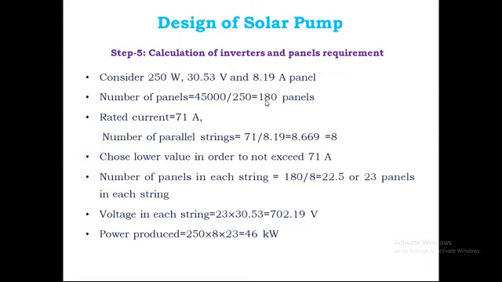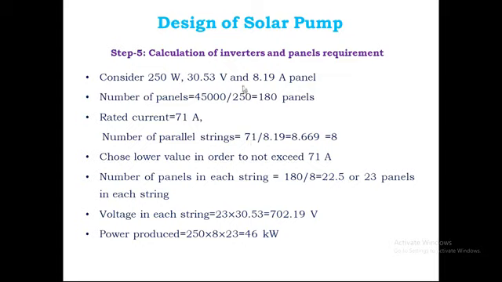And how many strings are required? You can use the rated current 71 ampere. This is the total current. If you are connecting a number of parallel strings, then the current will be added. So that's why you can choose this 71 ampere rated current to find out the number of parallel strings.